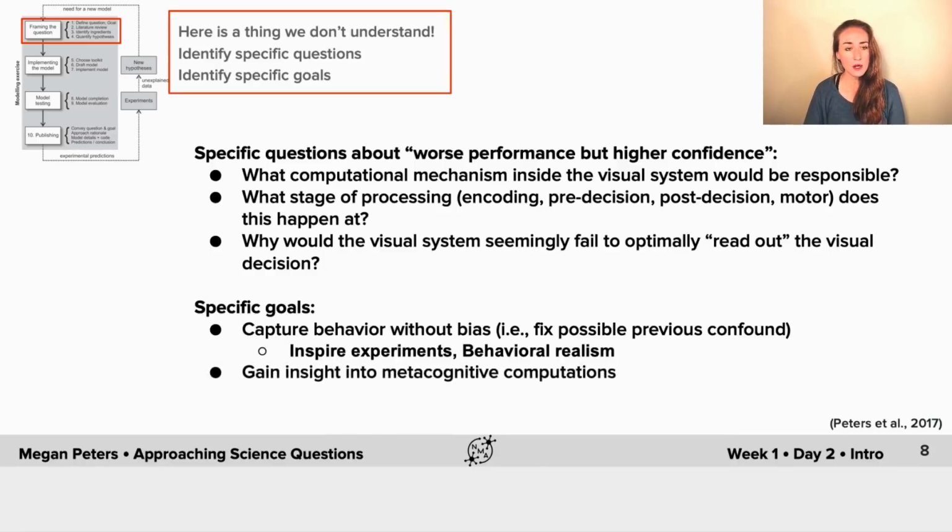And then we also wanted to gain some serious basic science insight into the computations that were underlying metacognition, this sense of confidence in humans. So we wanted our model to be interpretable, and we wanted to see whether a normative explanation on the information theory side, this ideal observer model, might be able to shed light on the behavior that we saw. Okay, so here are these first three steps in the modeling process.